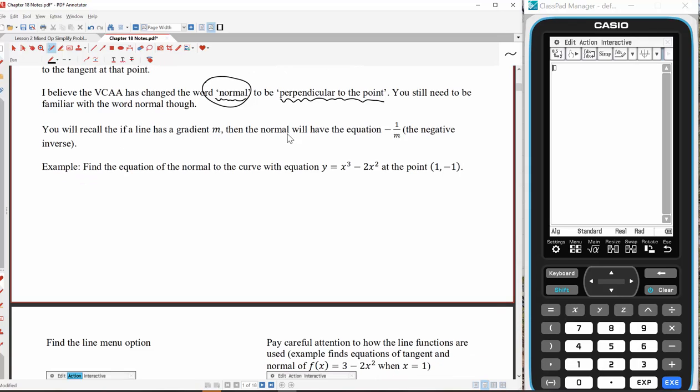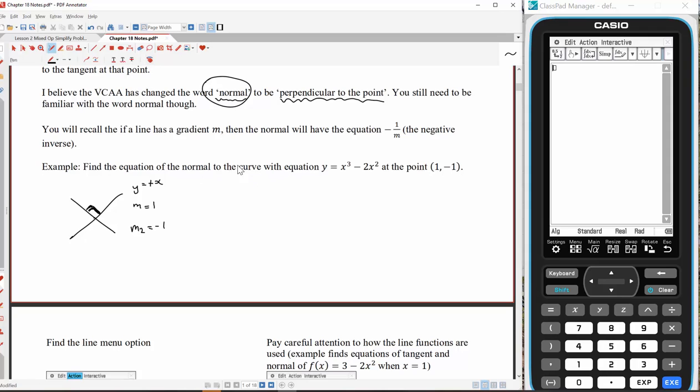You'll recall that if a line has a gradient m, then the normal will have a gradient negative 1 on m, the negative reciprocal. So I don't know whether you remember that from linear. If we've got a line here, y equals x, our gradient of this line is 1. If I find the negative reciprocal for that, m2, it's negative 1. That will give us a line running at 90 degrees or perpendicular to this line here. So we do exactly the same thing as we've been doing with one minor change.